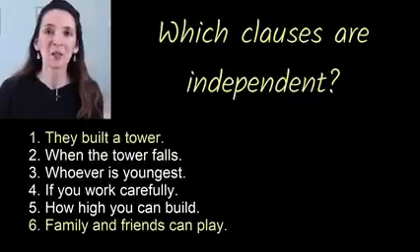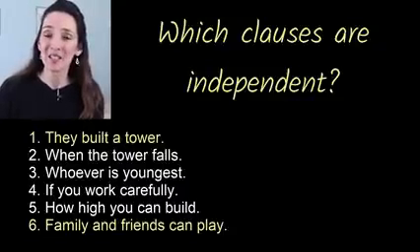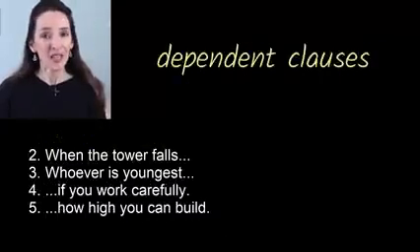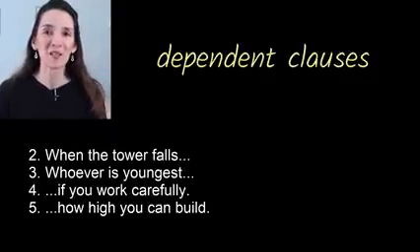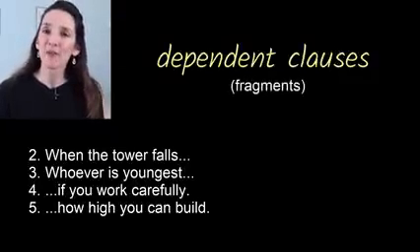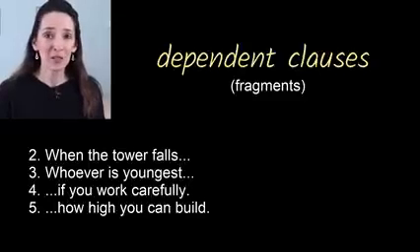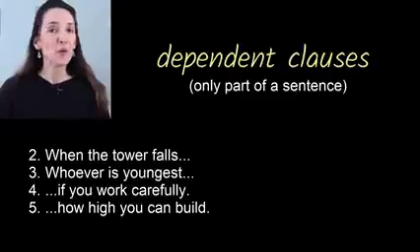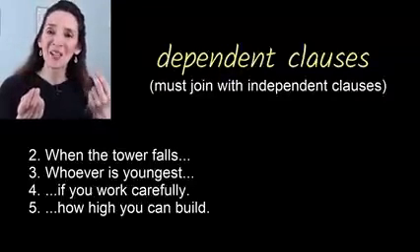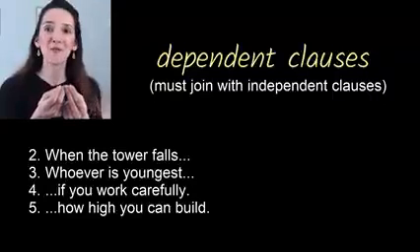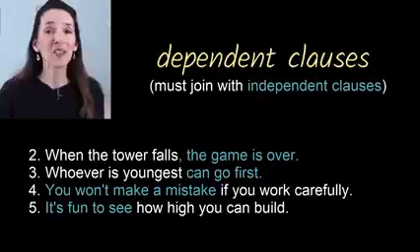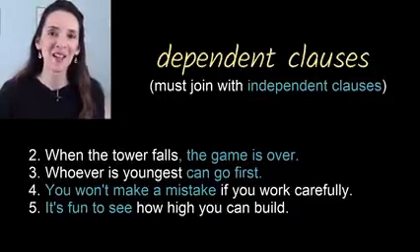These are independent clauses. They can stand alone and form simple sentences. The other clauses are dependent clauses. They fall into the category of fragments. Each dependent clause is only part of a sentence. We have to put a dependent clause together with an independent clause to form a sentence. Now these are complete ideas and they make sense.